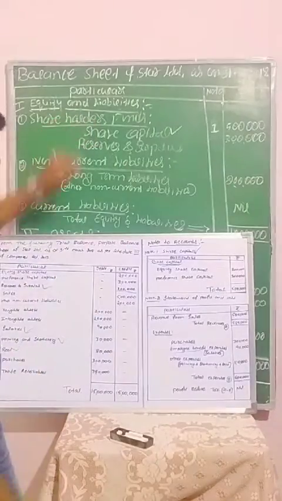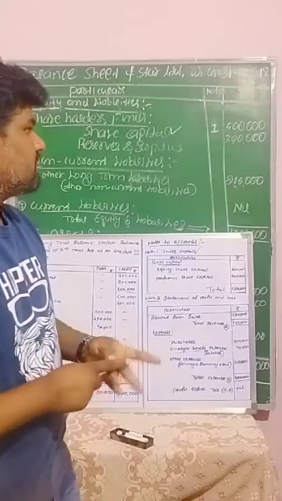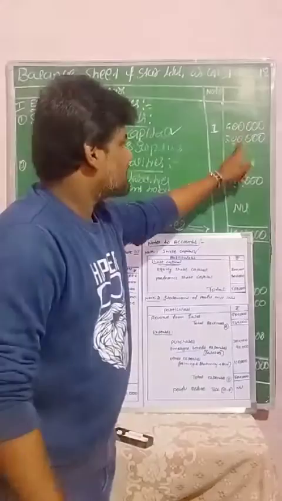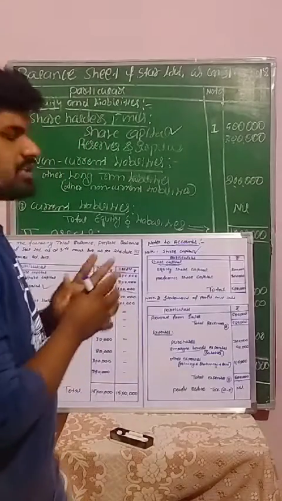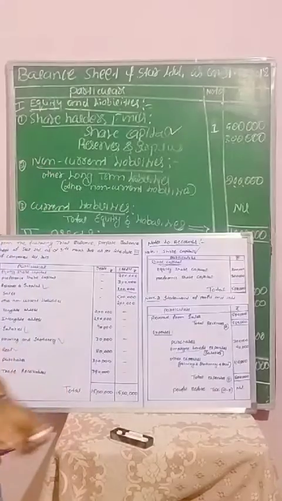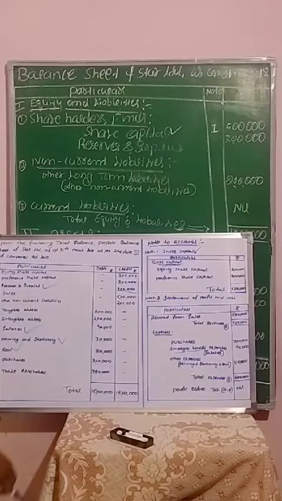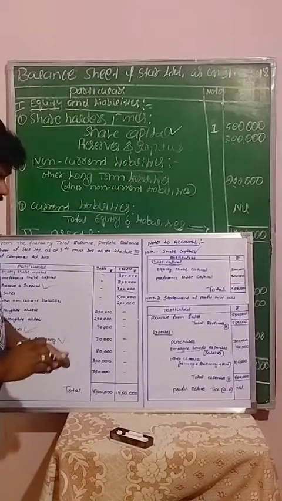These two transactions are related to shareholder funds. So totally 5 lakhs plus 3 lakhs, totally 8 lakhs rupees. This is what is called the total shareholder funds in the business organization. The next, second headline under equity and liabilities: non-current liabilities.